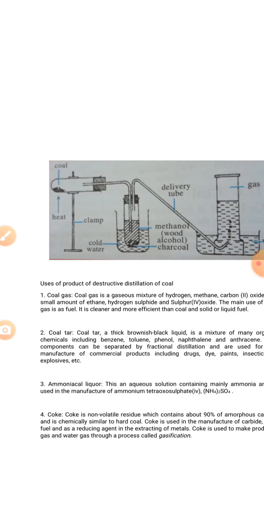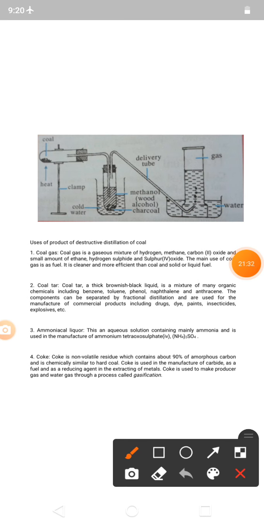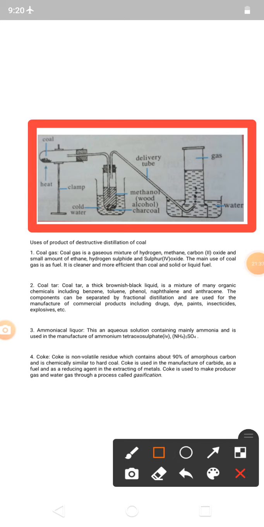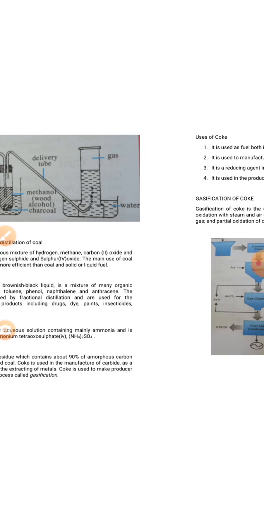So let's go on. So you see the diagram here. This is a diagram for destructive distillation of coal. You can draw it in your note if you prefer. So you see the uses of the different products of destructive distillation of coal: coal gas, coal tar, ammoniacal liquor, and coke. So you see their uses in the notes. Please go through the note, please. Now, uses of coke. So you see the uses of coke here.